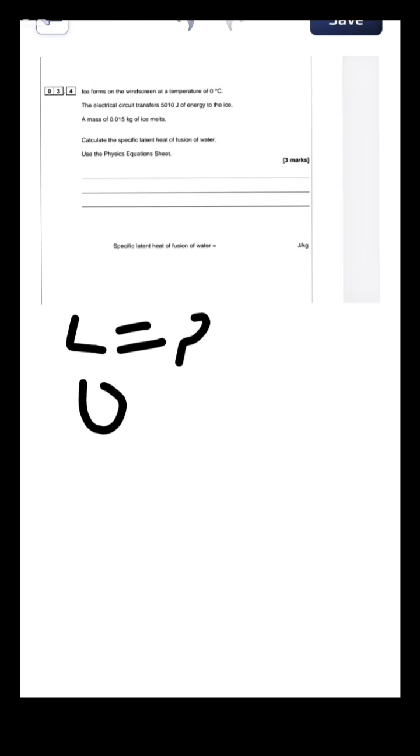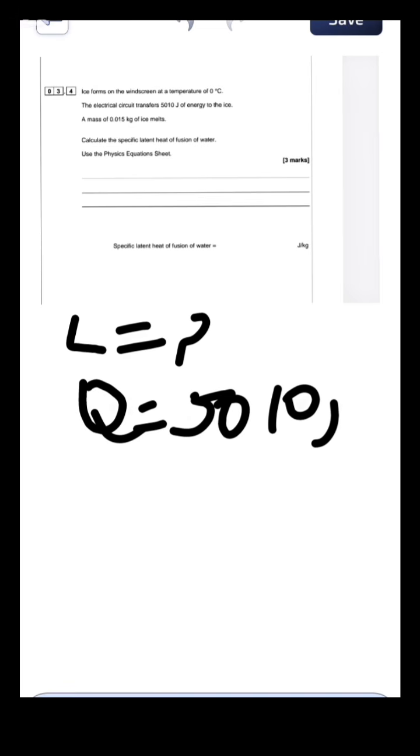All right, everyone, this is another GCE physics question, so let's quickly solve it. It is under specific latent heat of fusion. In this question, we are asked to look for the specific latent heat of fusion, which is L. So L is unknown. We are given the Q. Our Q is 5010 joules.